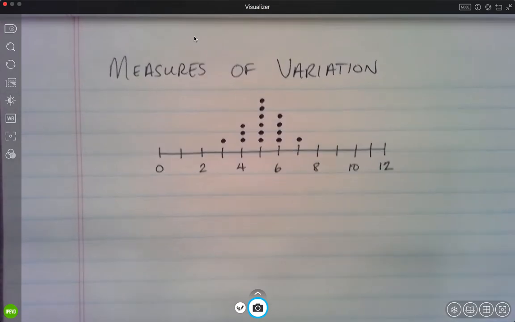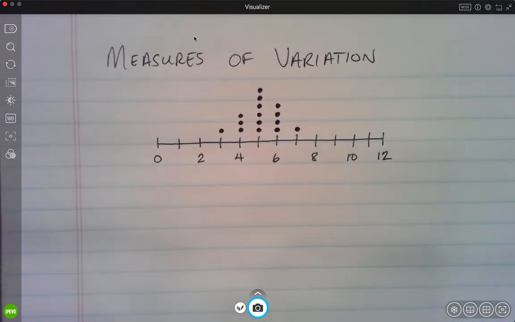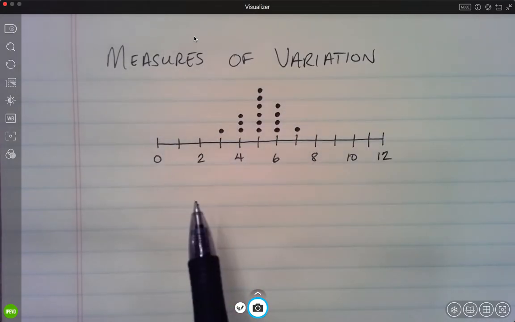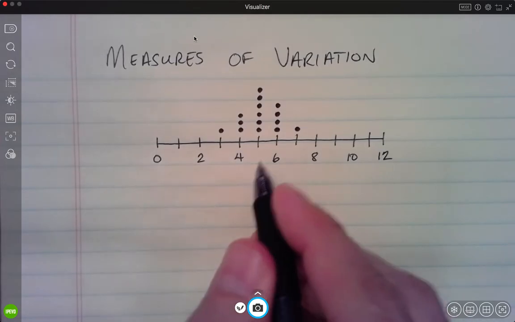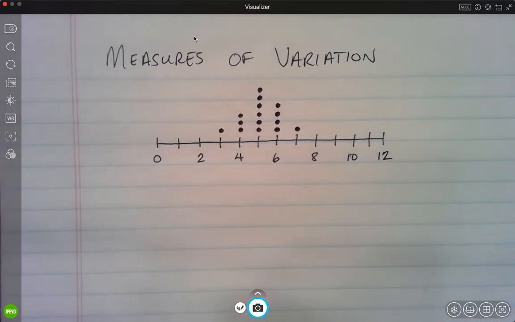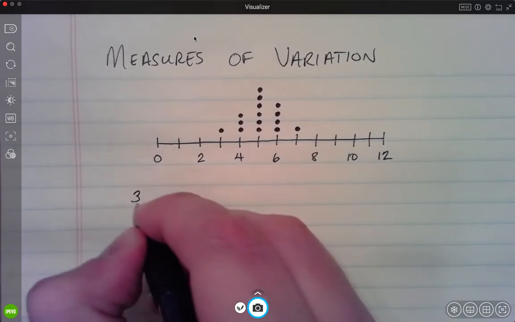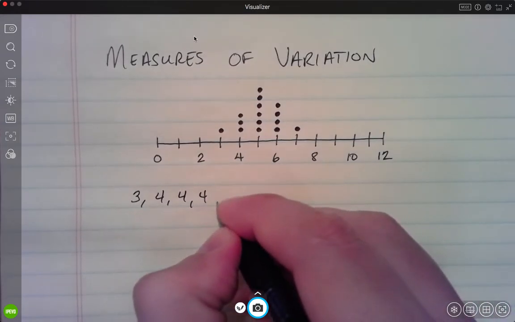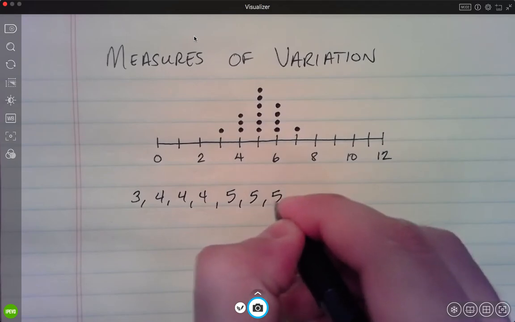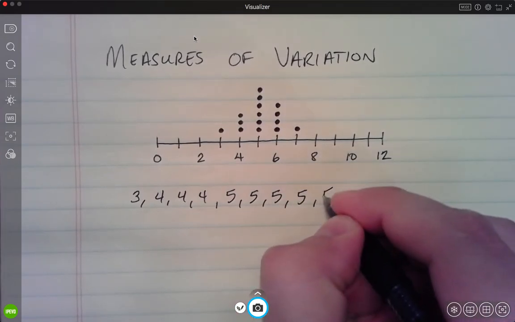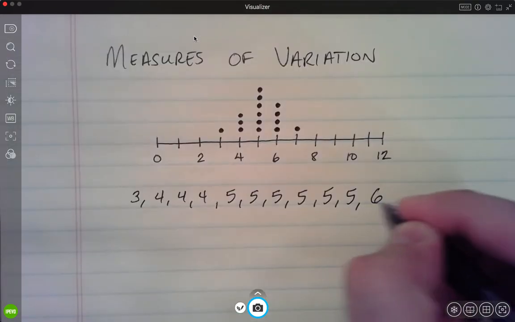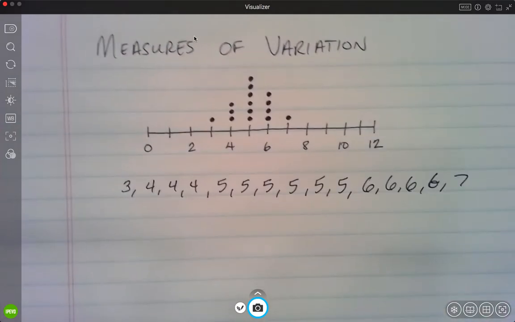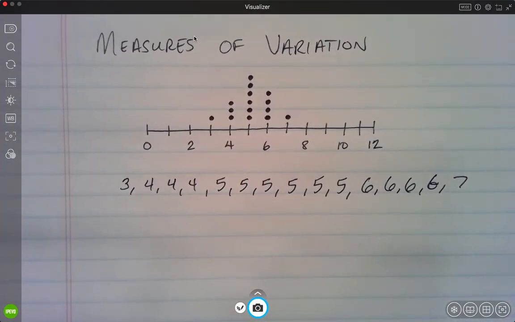The first thing we're going to talk about is looking at a set of data in a data plot. You'll either get your data in a dot plot like this, or sometimes I'll put it out in a list. So let's make a list of this data based off this dot plot. I'm going to list everything. So I've got 1, 3, 3 4s, 6 5s, 4 6s, and 1 7. So there's my data.